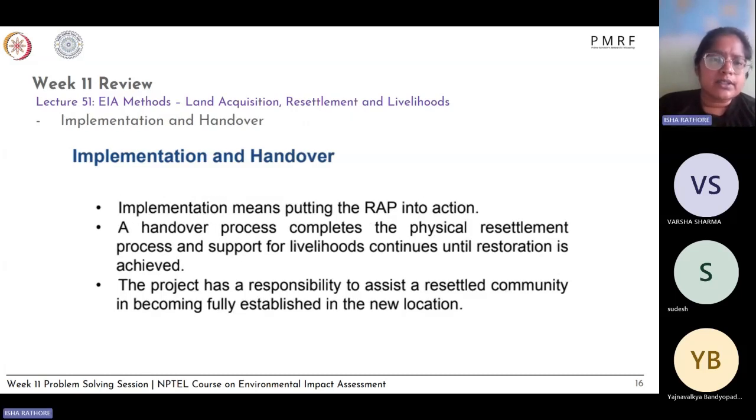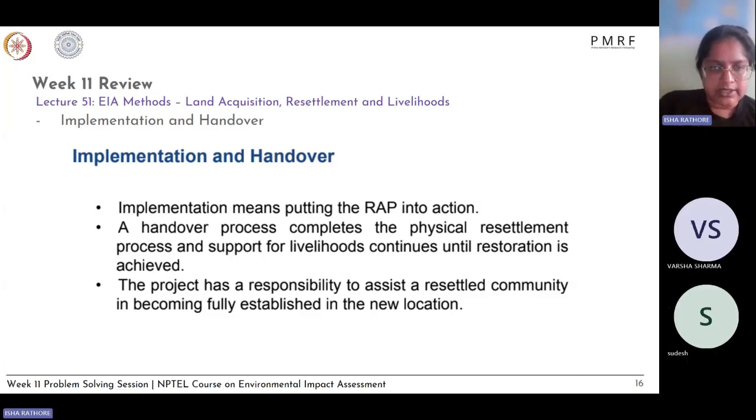The last step is the implementation and handover. Implementation and handover in the case of a RAP is putting the resettlement action plan into action. The handover process completes the physical resettlement process. That is, if the land was acquired, the land has been cleared, all of that land has been moved under the name of the project developer, and the people who were living on that land have been moved from that location to the new resettlement site which was selected.